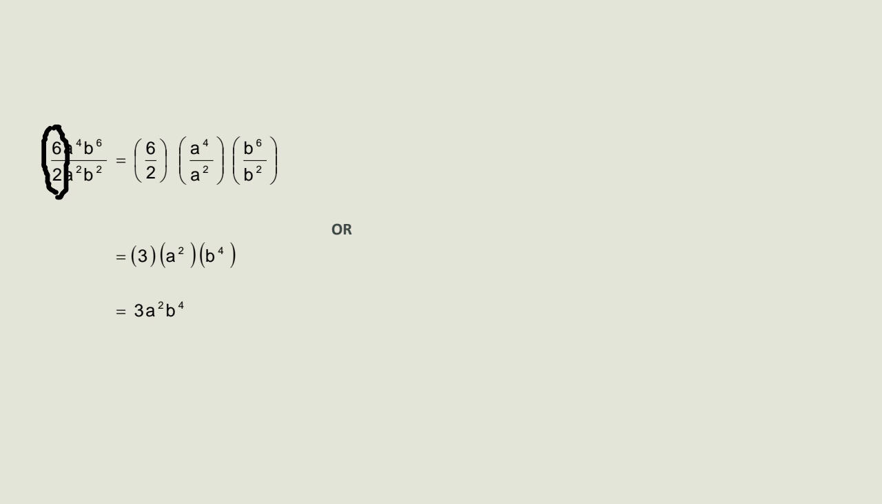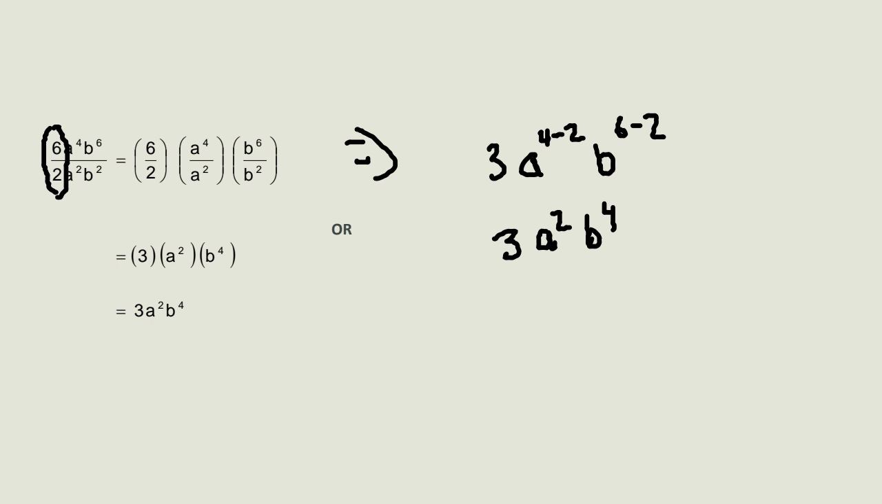What I could have done, and it is the exact same thing: 6 over 2 becomes a 3, that's for sure. But I'm going to go 4 minus 2 and 6 minus 2. So I get a squared b to the 4. So I got to the answer the same way, but instead of figuring out which ones cancel, we can just do the subtraction method. Our coefficients we deal with independently.